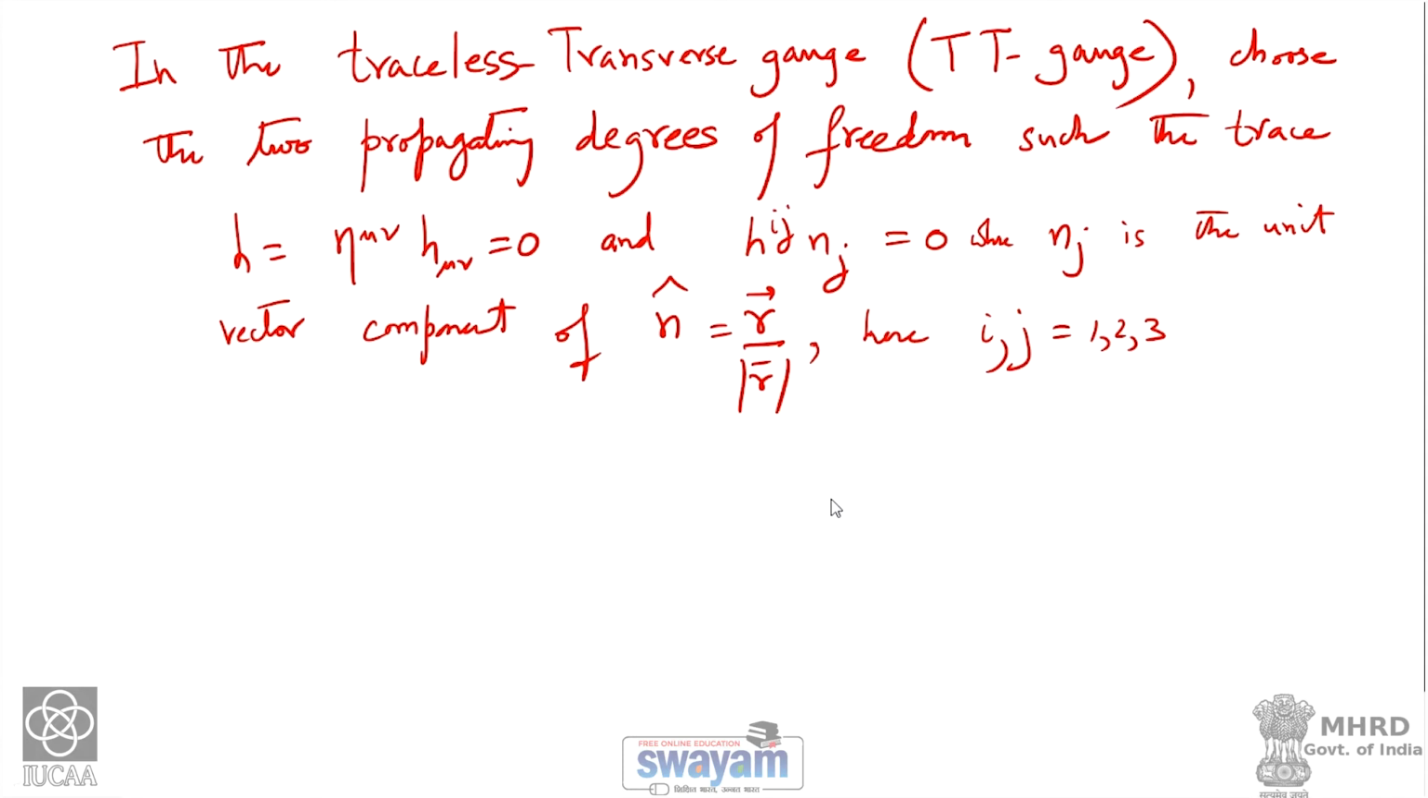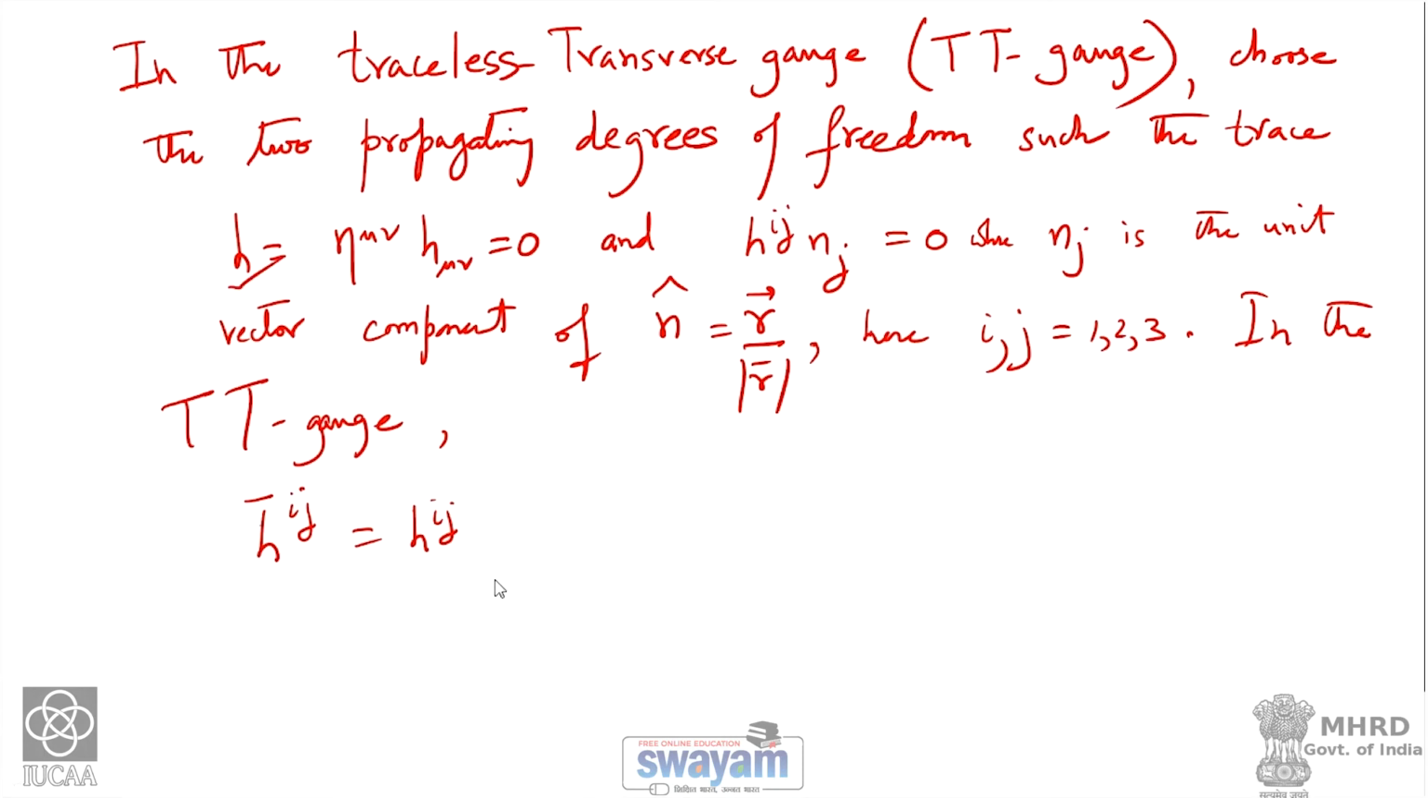So, therefore, in the TT gauge, the solution is h-bar_ij, which is simply h_ij. The reason is trace is 0. Because trace is 0, h-bar_ij, the trace reverse part, becomes h_ij. So, let me write here, because h is 0, the trace reverse part metric is simply h_ij, and our solution is h_ij at (r, t) is simply minus 4G by c^4 r.